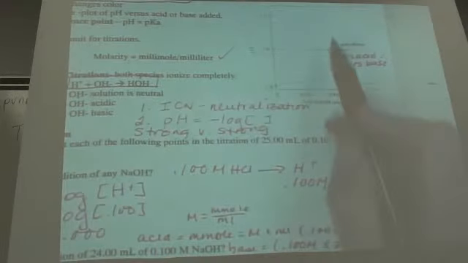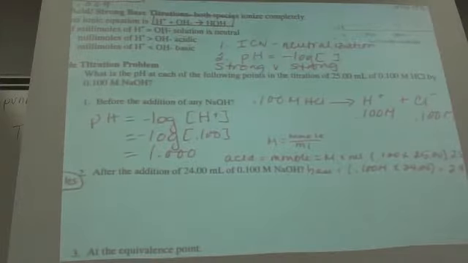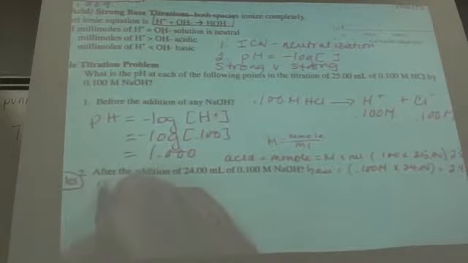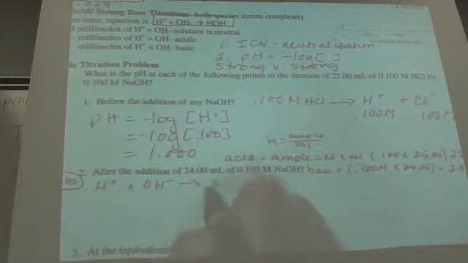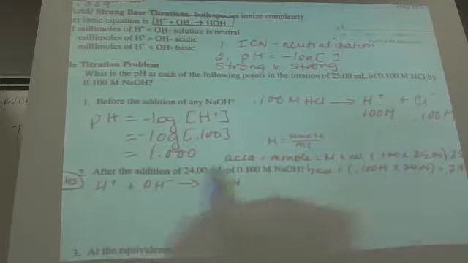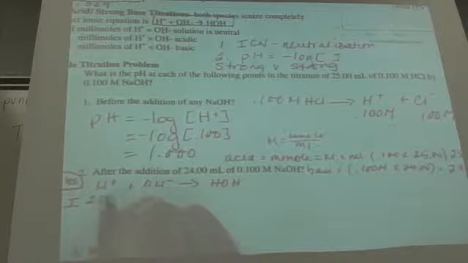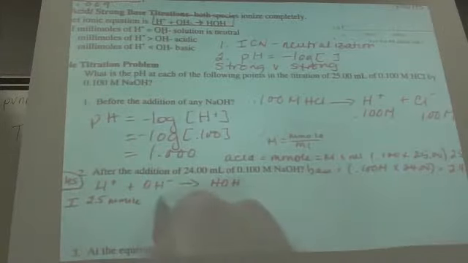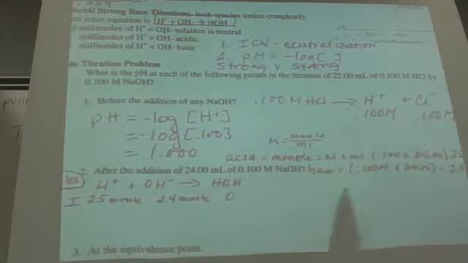Where are we on this curve? Have we hit the equivalence point? Nope, we're right about here-ish. So let's start our neutralization. We have the hydrogen ions. They mix with the hydroxide ions, and water is formed. Initially, we have 2.5 millimoles of the hydrogen ion, we have 2.4 millimoles of the hydroxide ion, and we have no water.